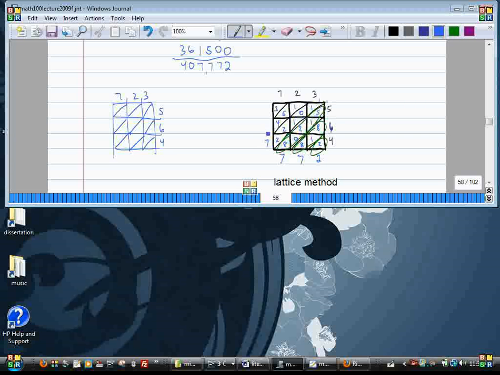Next diagonal, 1, 5, and 4, that's a 10, so that's a 0. Carry the 1. 1 plus 3 is 4. So where's the answer? It's right there. So if you put it all together, the answer is 4, 0, 7, 7, 7, 2. So you read the answer like this.